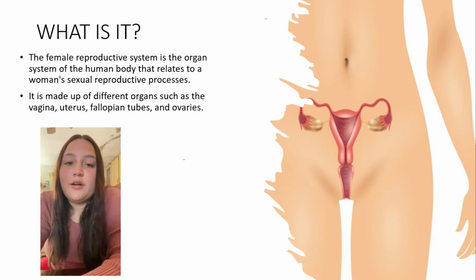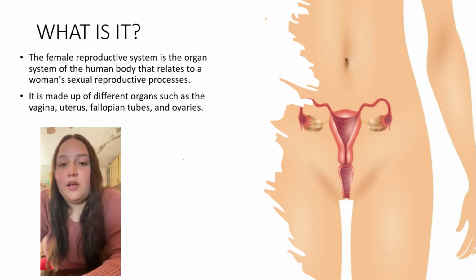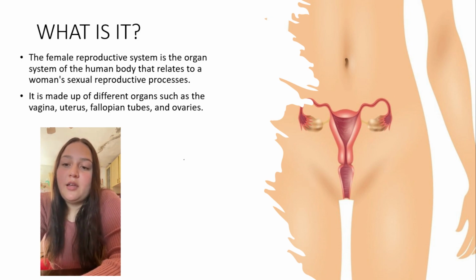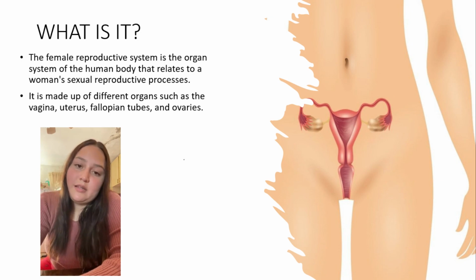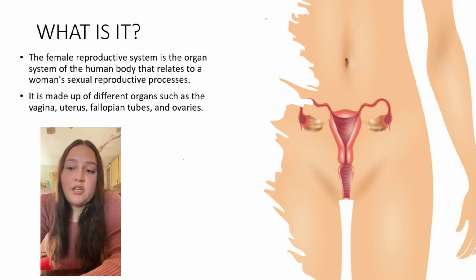The female reproductive system is the organ system of the human body that relates to a woman's sexual reproductive process. It is made of different organs such as the vagina, uterus, fallopian tubes, and ovaries.